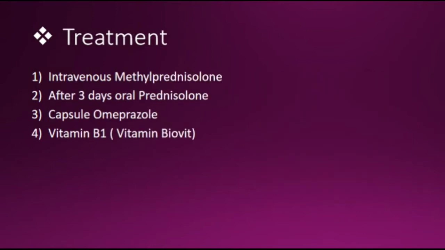Now the treatment. It must be started as early as possible. Intravenous methylprednisolone 1 gram as a drip for 3 days, mixed with normal saline. After 3 days, oral prednisolone 1 mg per kg for 1 month, and stop gradually by tapering the dose. Capsule omeprazole and vitamin B1, which is vitamin Biovit, can be given.